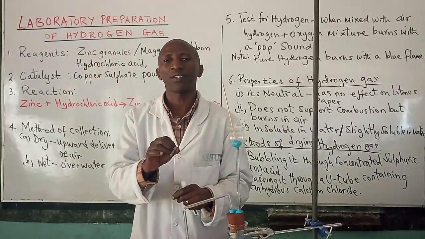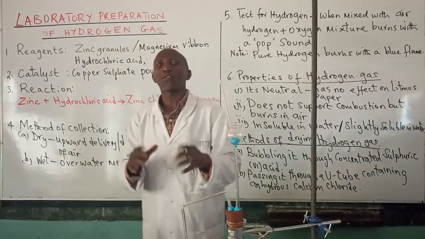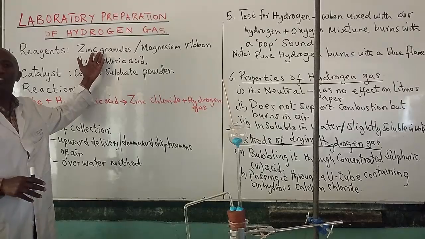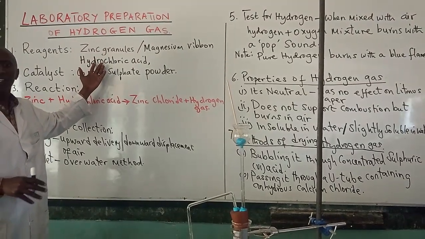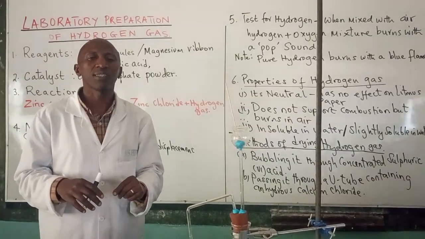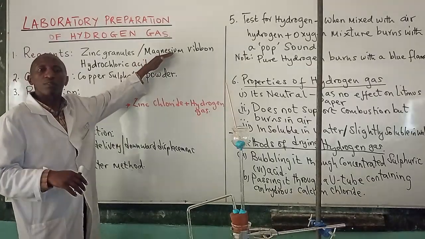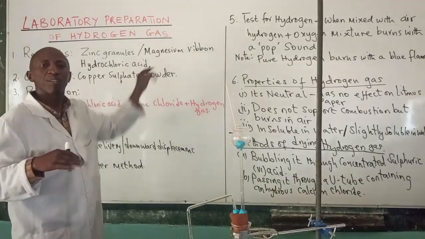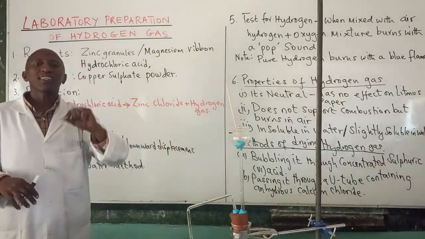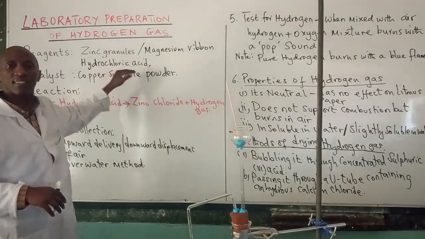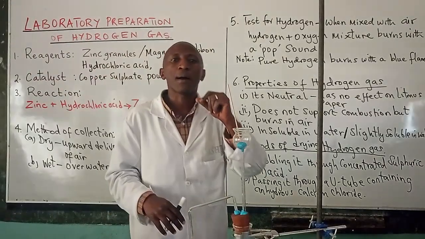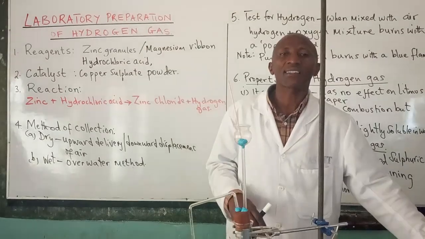In preparing hydrogen, you require a set of reagents. Preferably, we may use zinc granules and hydrochloric acid. Zinc is a relatively moderate reactive element, or you may use slightly more reactive, but not very reactive, magnesium. When zinc is used with dilute hydrochloric acid, you may need to make the reaction faster, and there you use copper sulfate as the catalyst.